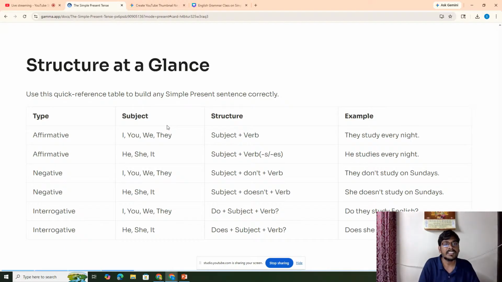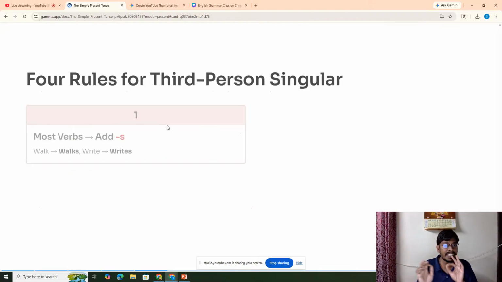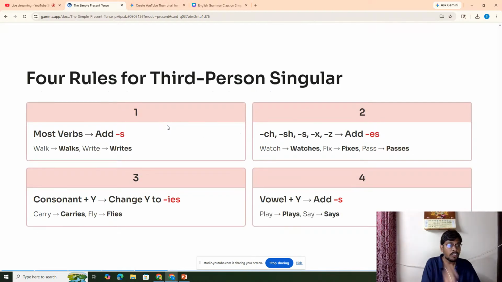Then let's get into the S spelling rules. The S is mandatory. Most verbs add S: walk, walks; write, writes. I walk, she walks. You walk, he walks. They walk, it walks. For verbs ending in ch, sh, s, x, z, we add es: watch, watches; fix, fixes; pass, passes. I pass, he passes. They pass, she passes. I watch, he watches. I fix, he fixes. They fix, she fixes. So this is the right combination.